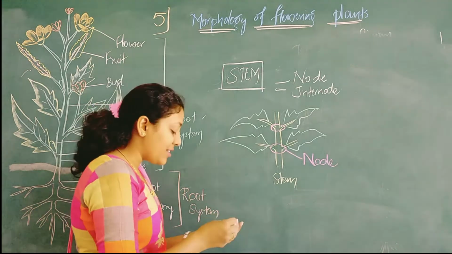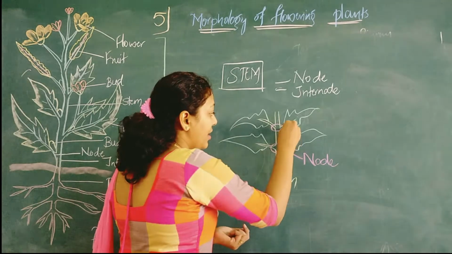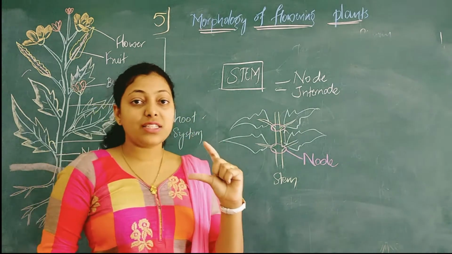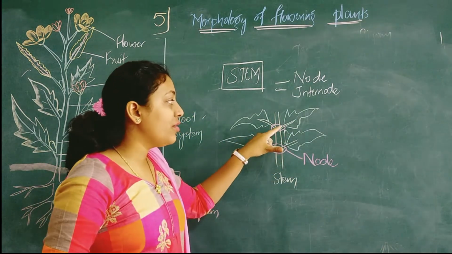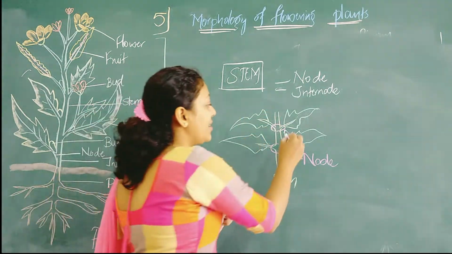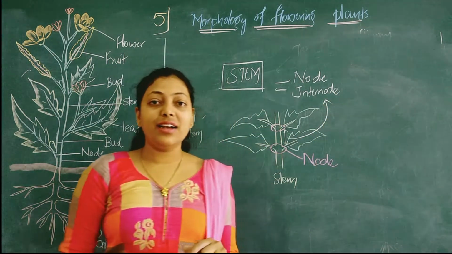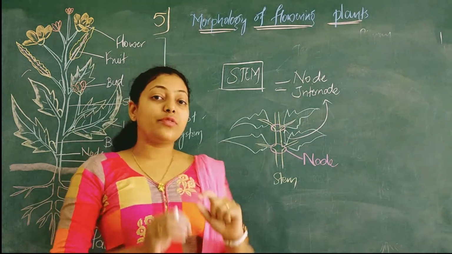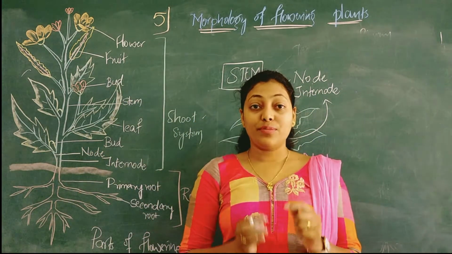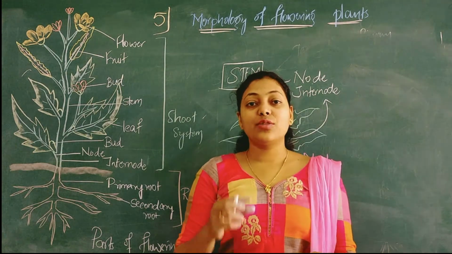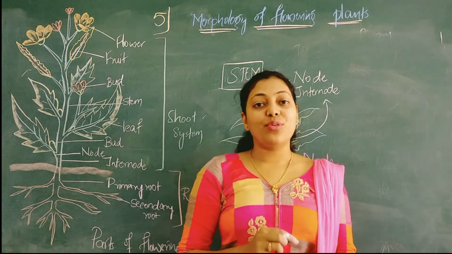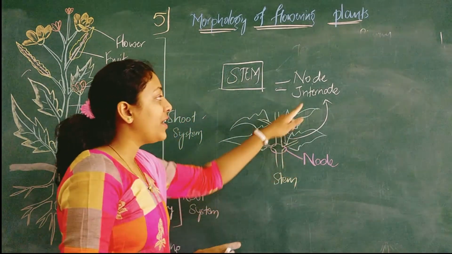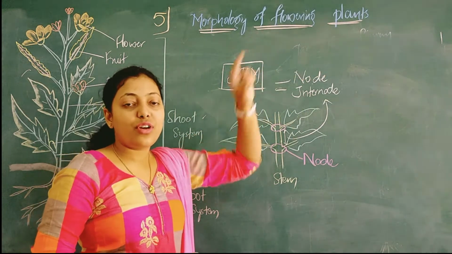Next, the remaining position in between two different nodes, the place in between two different nodes, is called the internode. Is it clear? So this is about nodes and internodes. Nodes are the ones which give rise to branches from the stem, and the space between two nodes is called the internode. So you know the function of the internode and of the node.